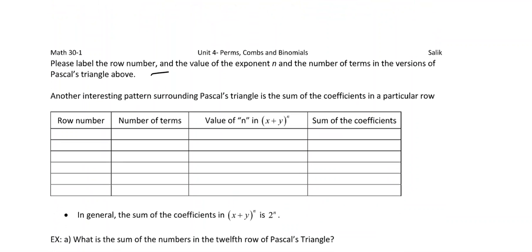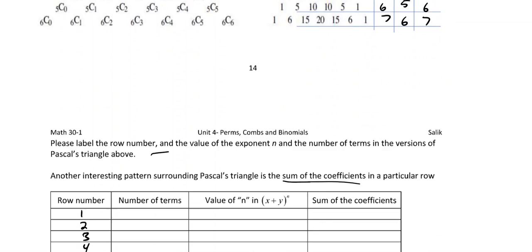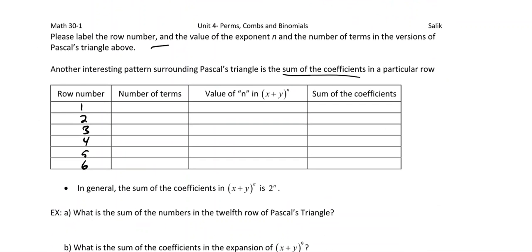So another pattern is the sum of the coefficients. Let's write this down again. If we had row number 1, 2, 3, 4, 5, and 6, the sum of the coefficients, so if I add up everything in this line, and everything in this line, and everything in this line, this follows a pattern too. Let's figure that out. I'll show you when we do this.